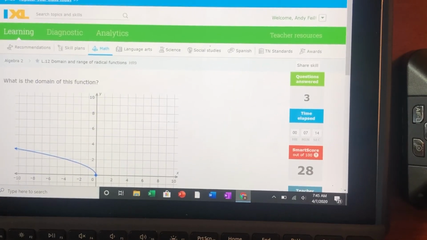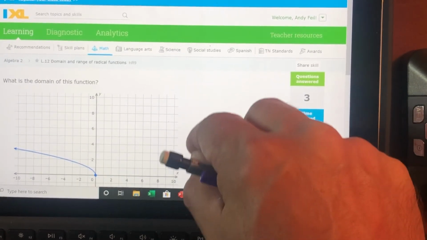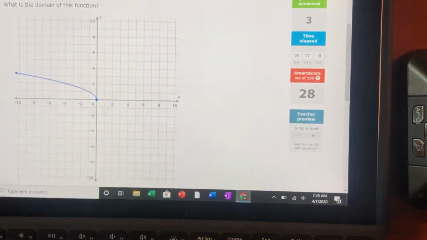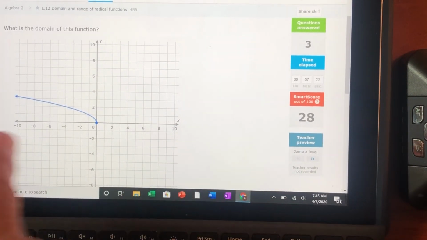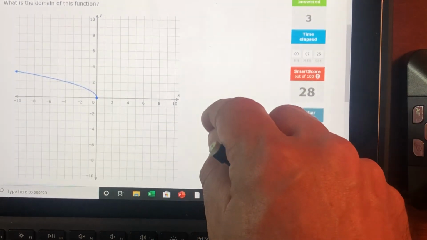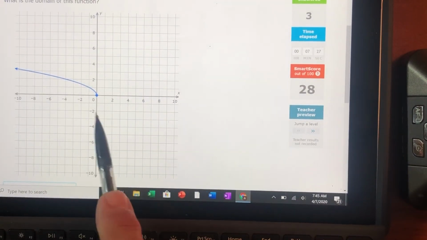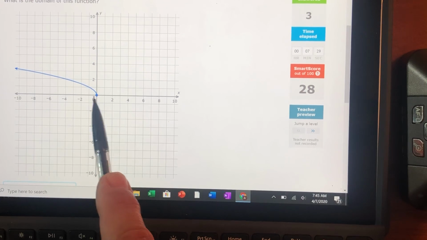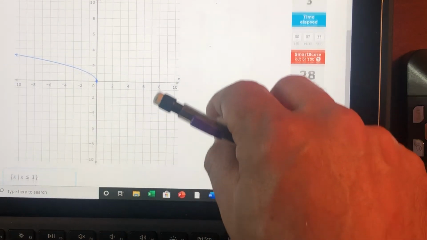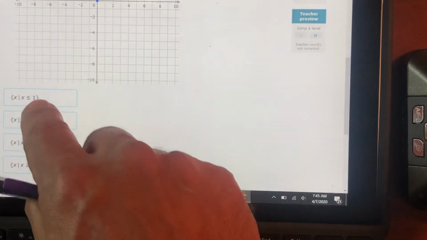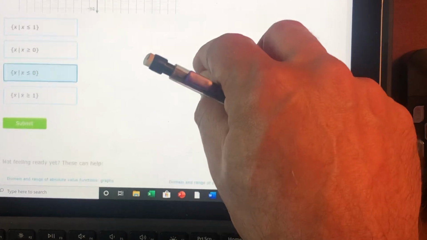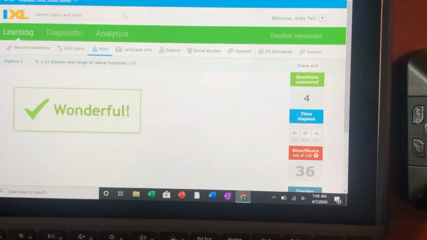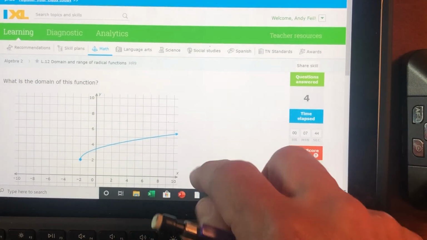Let's just do a couple more. All right, let's see. Does it say domain? Yeah, there it is. Domain of the function. So domain is left and right. On this one, it looks like for left and right, we're starting at 0, but we're going to the left. So x has to be less than or equal to 0. Right there. Okay, get the idea? I'm up to a 36. You need to get up higher than that.